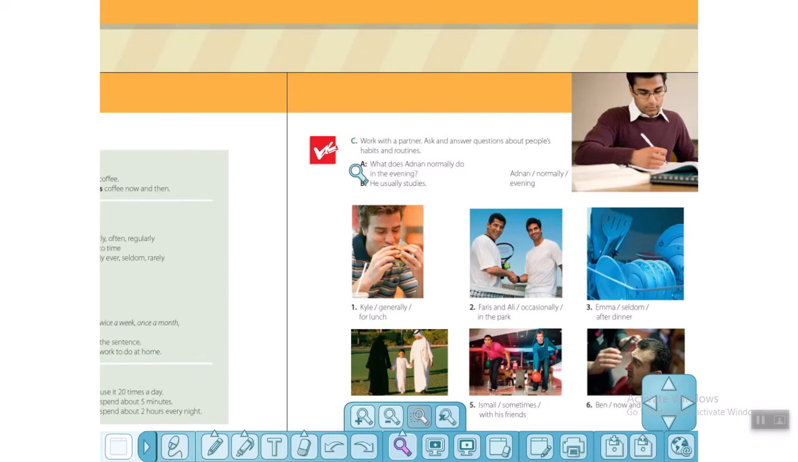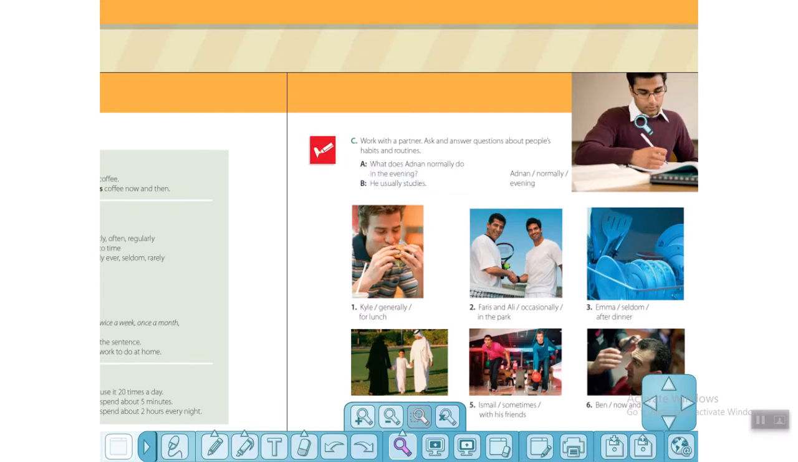C. Work with a partner, ask and answer questions about people's habits and routines. For example, A. What does Adnan normally do?